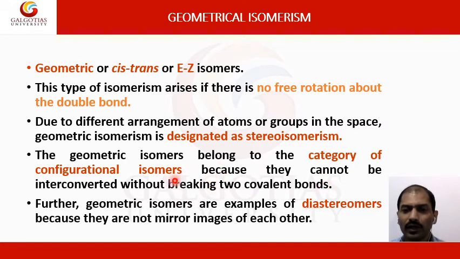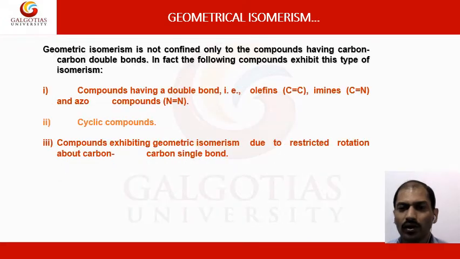Because there is a double bond in between, these cannot be interconverted without breaking the double bond. In single or sigma bond rotation, rotation is possible, but here one sigma bond and one pi bond are there. So this kind of rotation can only happen if you break the pi bond, and that is not so easy. Further, geometrical isomers are examples of diastereomers because they are not mirror images of each other. So these are diastereomers and they are not enantiomers.